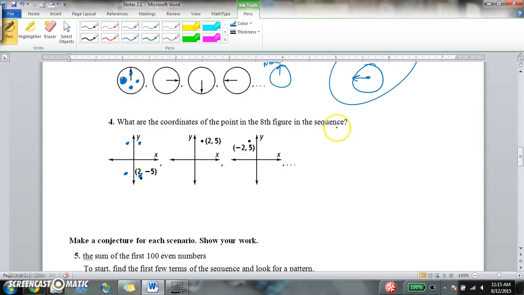So I want to figure out the 8th one. So I start here, then I move here. That's 2, 3, 4, 5, 6, 7, 8 would most likely be here. So we've got to figure out what are the coordinates of that. So if I'm in this quadrant, the x-coordinate would be negative since it's over here, and the y-coordinate would also be negative since it's over here, so my point would be (-2, -5).